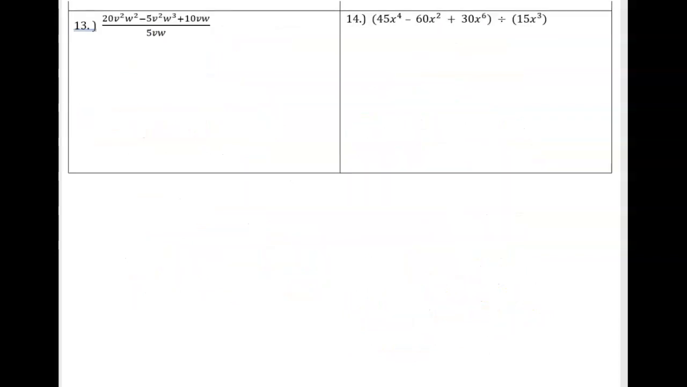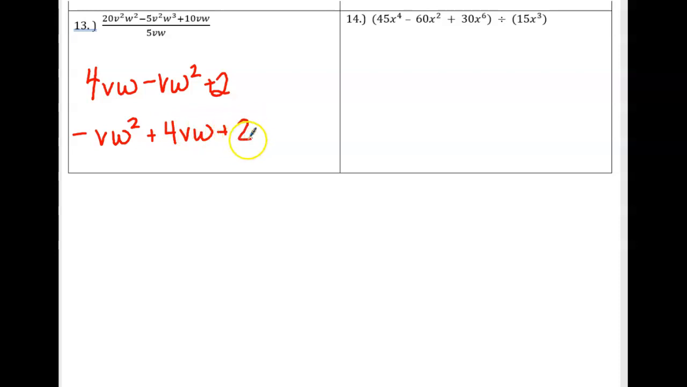All right, so with 13, I'm just going to go ahead and write this. 20 divided by 5 is 4VW. Okay, 5 divided by 5 is a negative, so we end up with negative VW squared. And then 10VW divided by 5VW is going to be plus 2. All right, I'm going to rewrite this one because I always want my highest exponent to go first. And there's your answer.